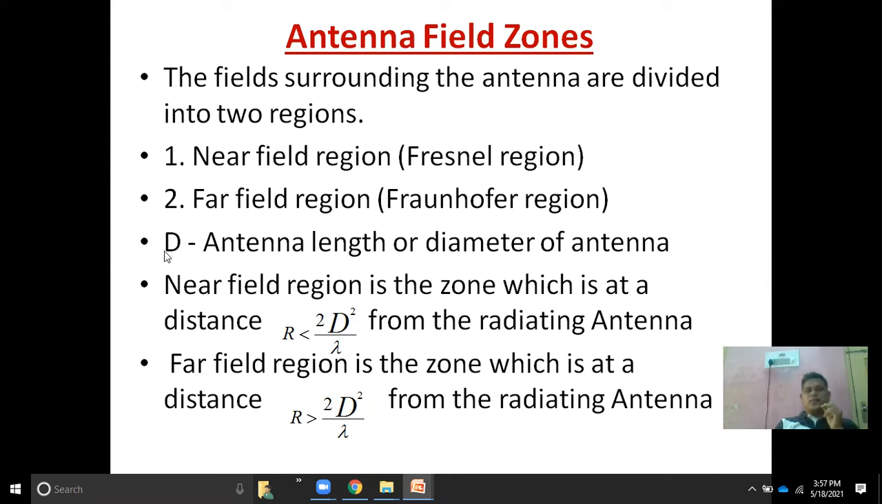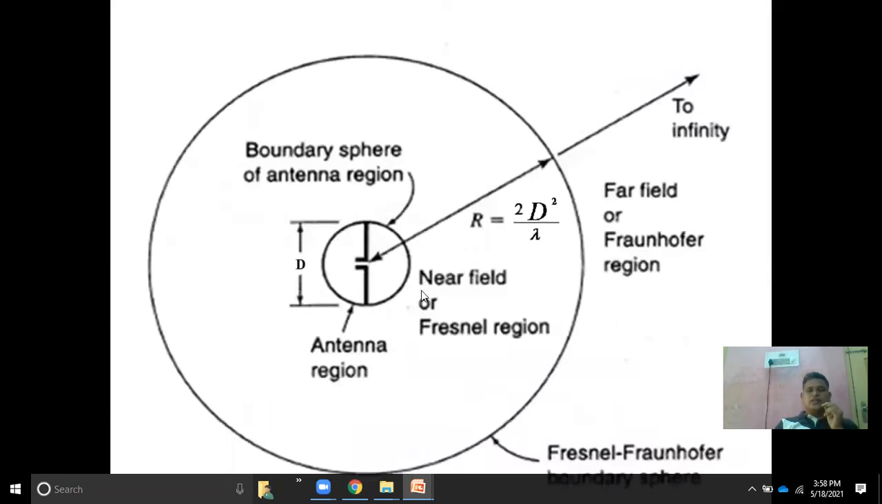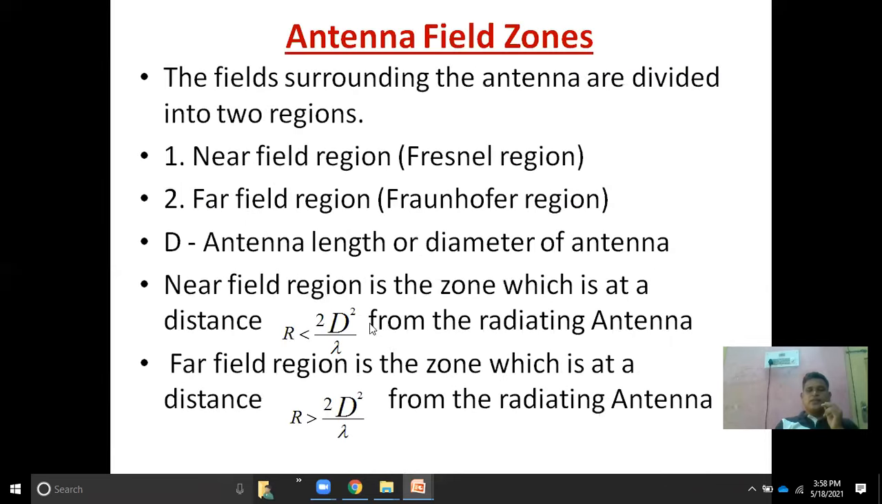What is capital D? Capital D is the antenna length or diameter of the antenna. In the near field, what is the condition? The near field region is the zone in which the distance is less than 2D squared by lambda. What is lambda here?